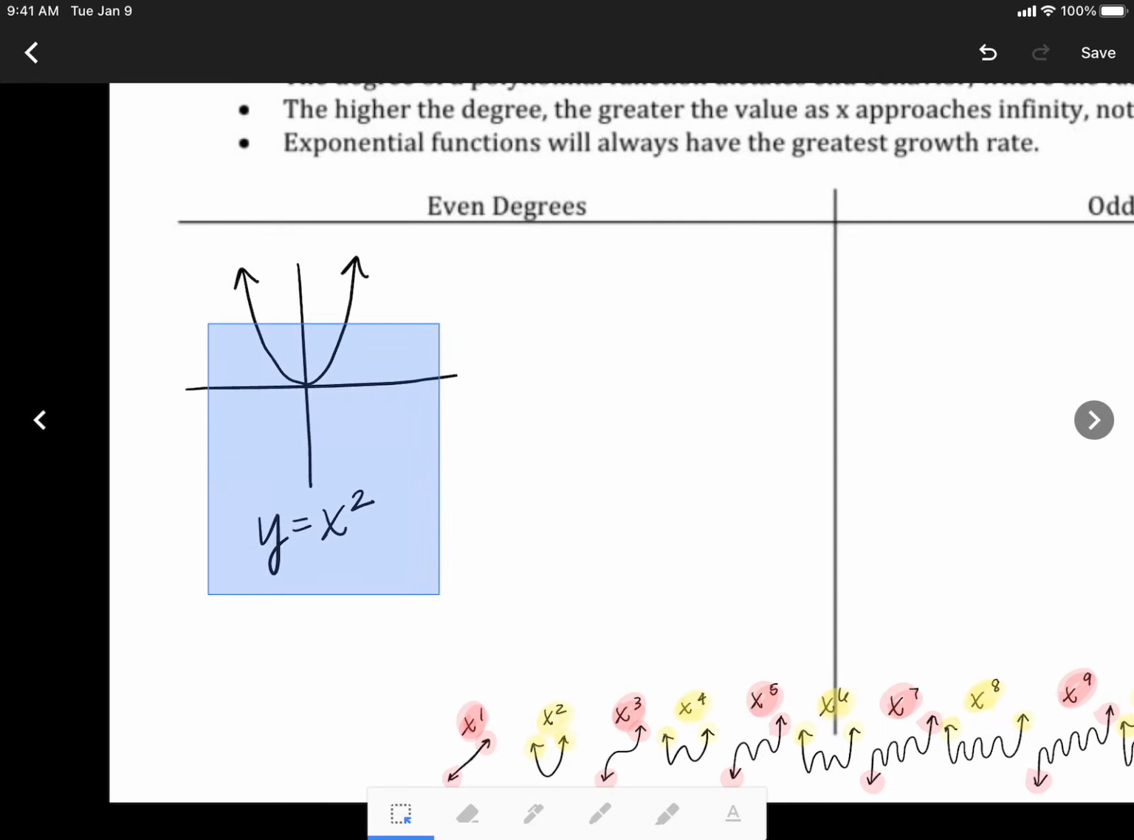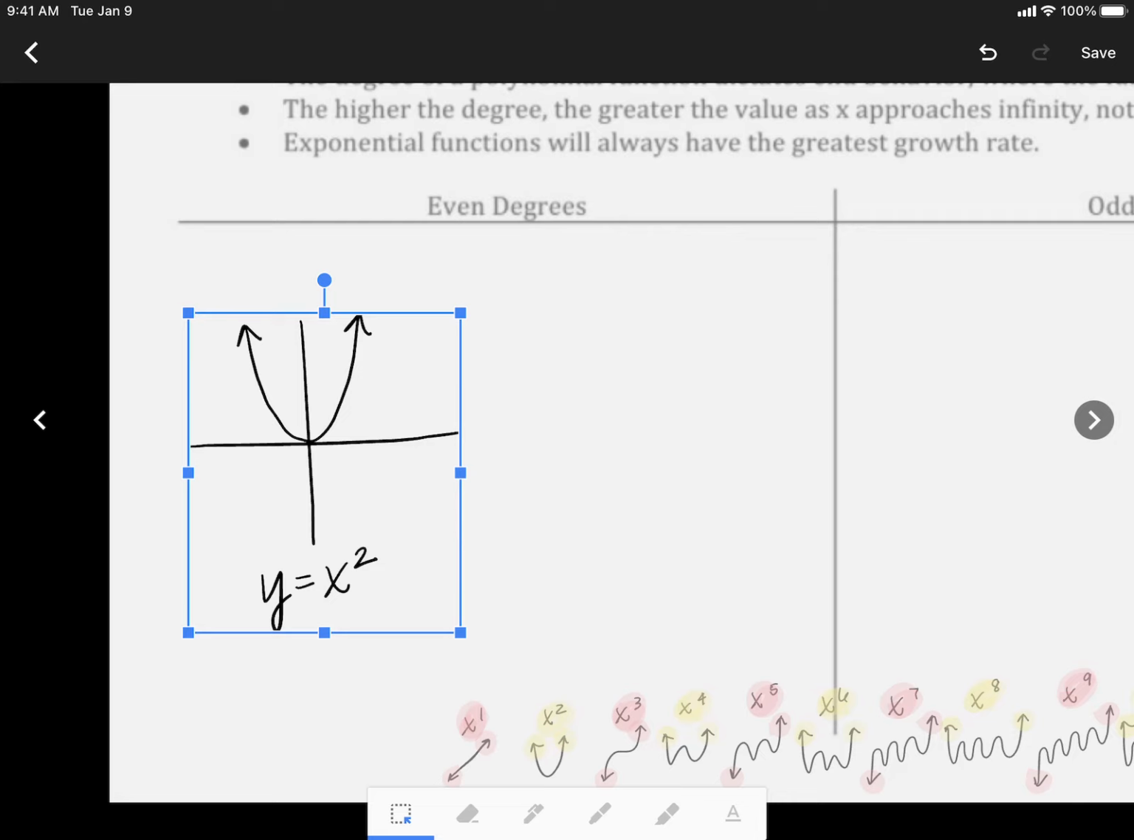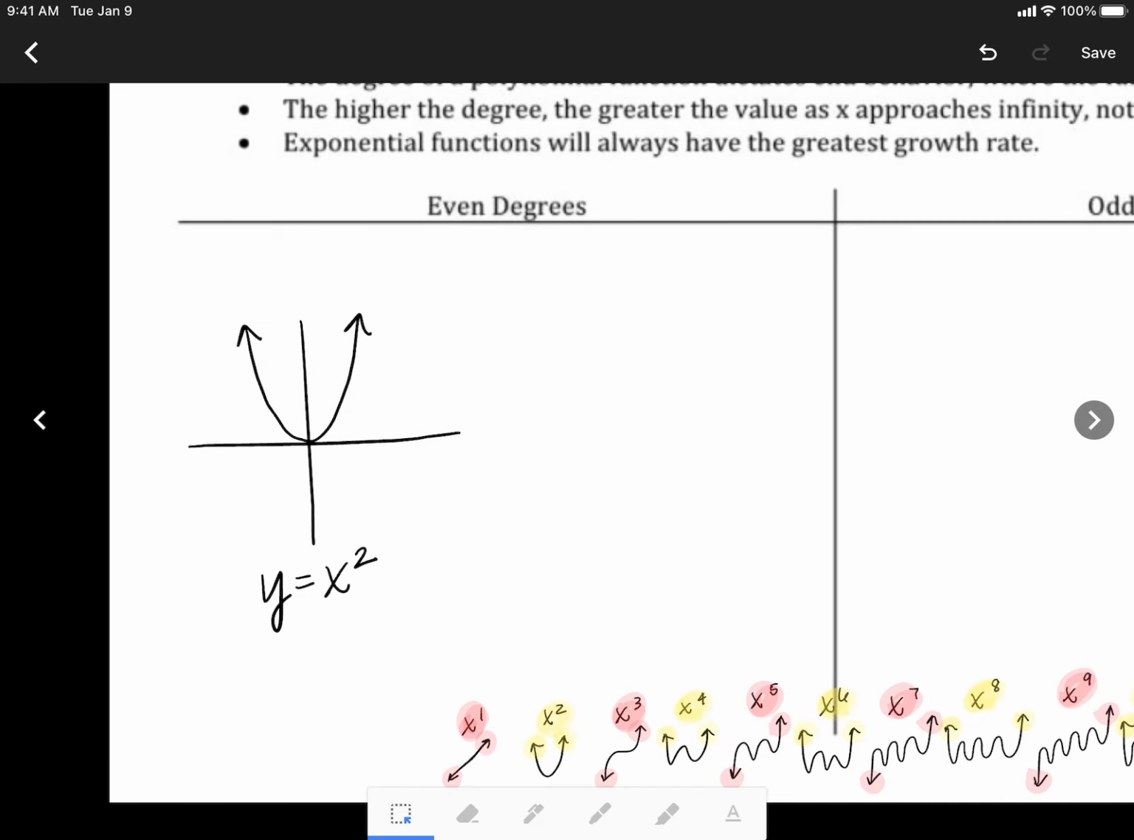Y equals x squared. So let's talk about this. We said that both ends go up. Well, we have a way of writing that mathematically. This says as x goes towards negative infinity. As we look on the negative end, going towards negative infinity, where does our graph go? It goes up.